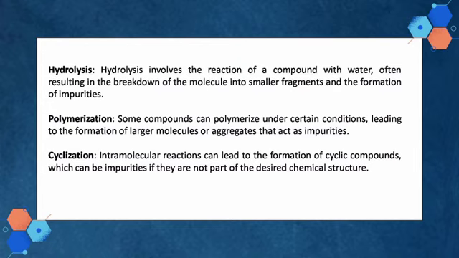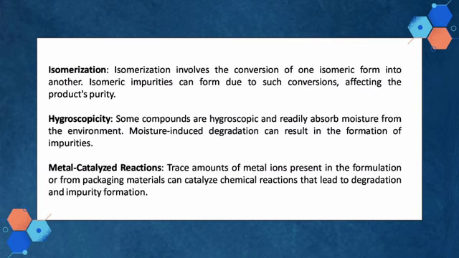G. Polymerization. Some compounds can polymerize under certain conditions, leading to the formation of larger molecules or aggregates that act as impurities. H. Cyclization. Intramolecular reactions can lead to the formation of cyclic compounds, which can be impurities if they are not part of the desired chemical structure. I. Isomerization. Isomerization involves the conversion of one isomeric form into another. Isomeric impurities can form due to such conversions, affecting the product's purity.